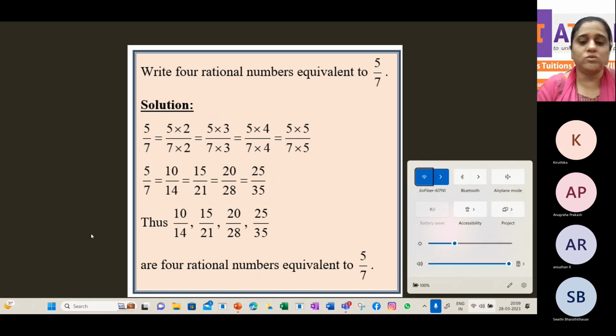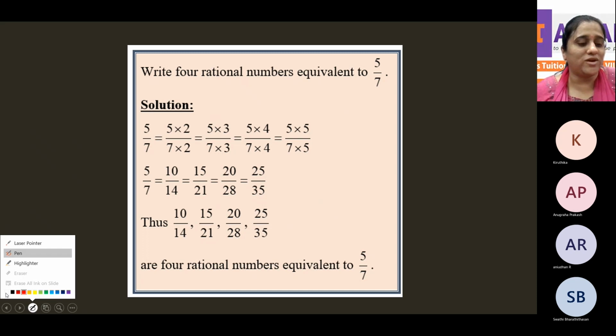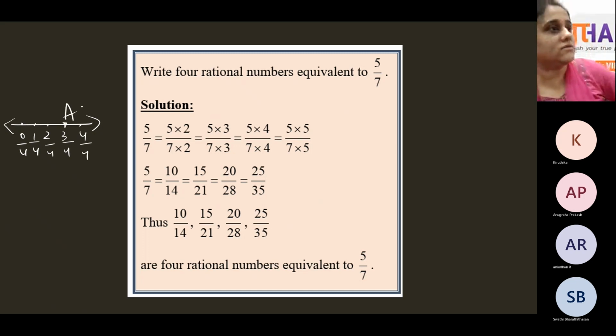Yeah, we were trying to represent 7/4 on the number line. Let me make it simpler. I'll make it 3/4 now. 3/4 on the number line. So 0/4, 1/4, 2/4, 3/4, 4/4. So this is 3/4. Correct? This is 3/4 on the number line.